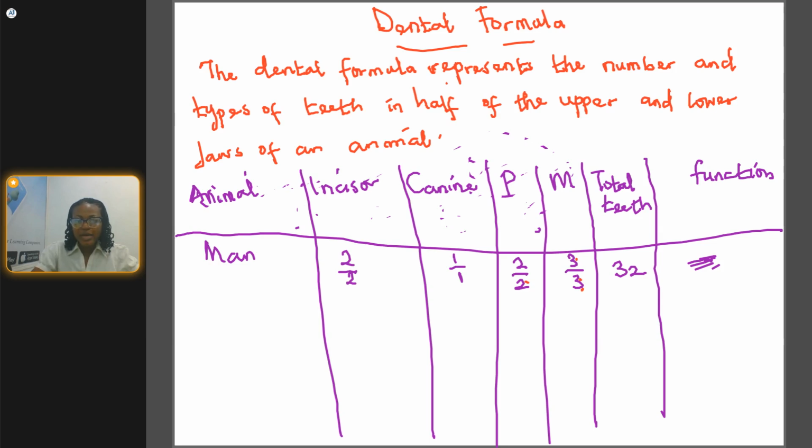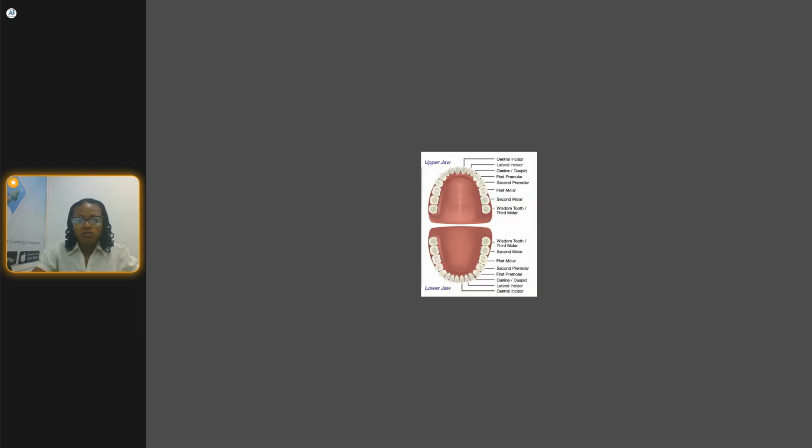Okay. So like I explained earlier, I want to explain how we arrive at 32 for human beings. Okay, so we have 2 here, which is at this side. We have 2 for incisor. Okay, for the lower part we also have 2 for incisor. All right, so for canine we have 1.